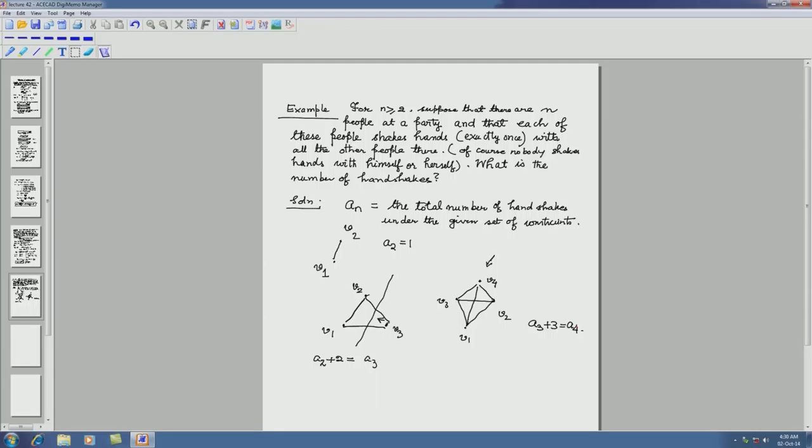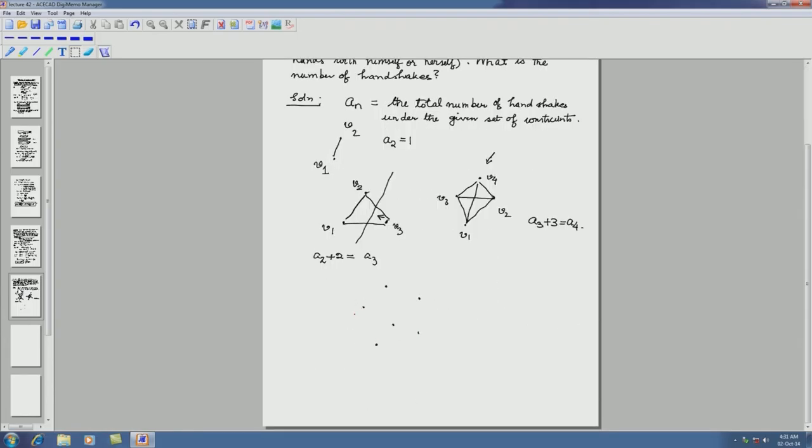Now, we can go to the general case, where suppose we have n people. We have V1, V2 and so on, and lastly we have Vn-2, Vn-3, Vn-1, and here we have Vn. So, we have a party of n people, and we know that they shake hands in a_n many ways.